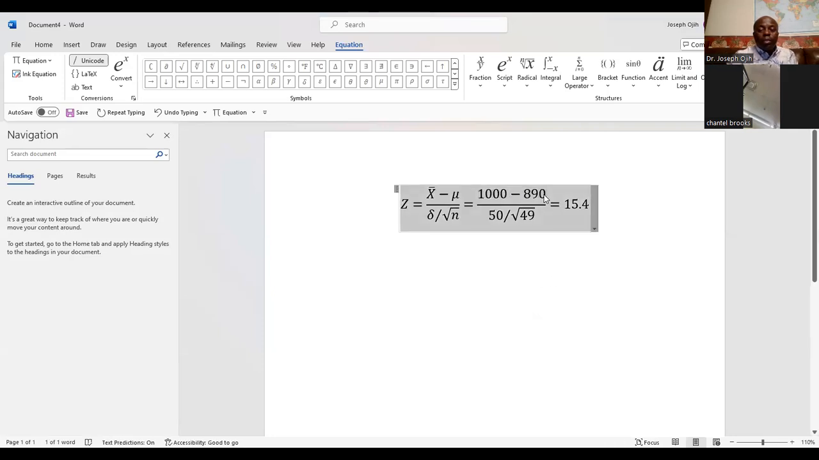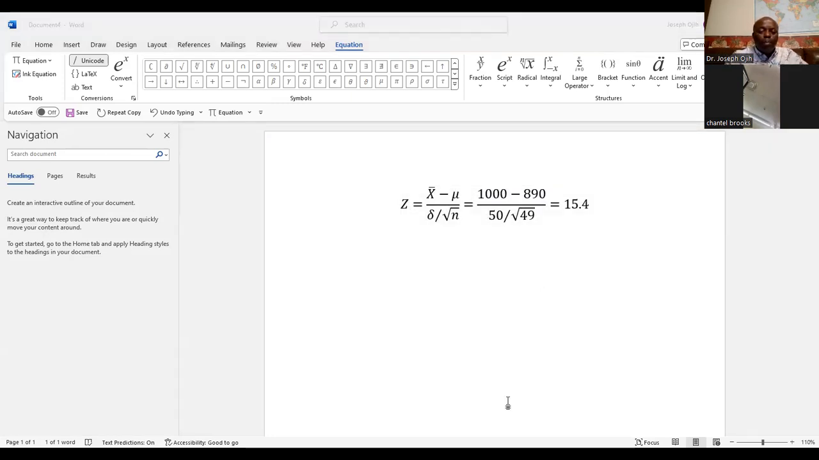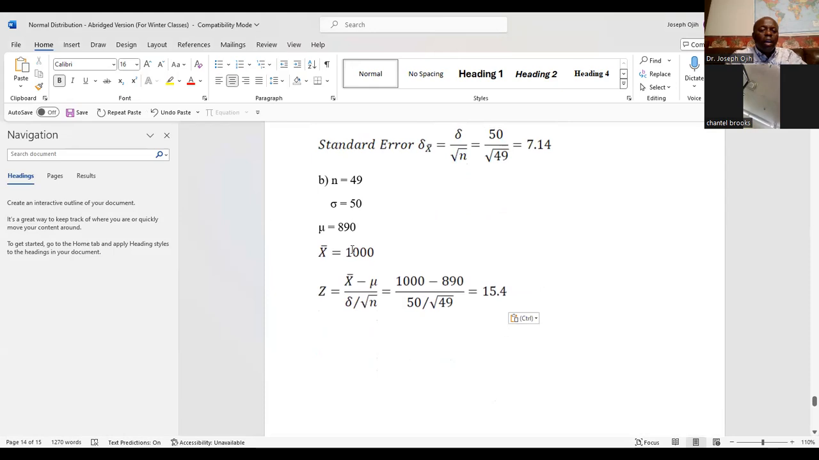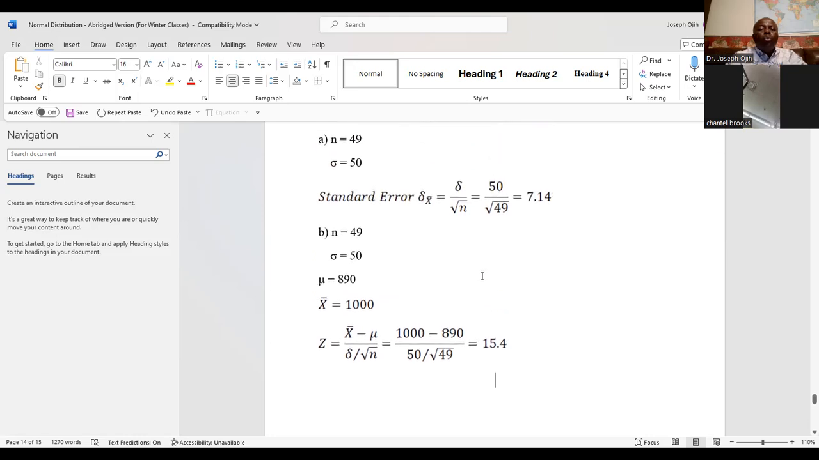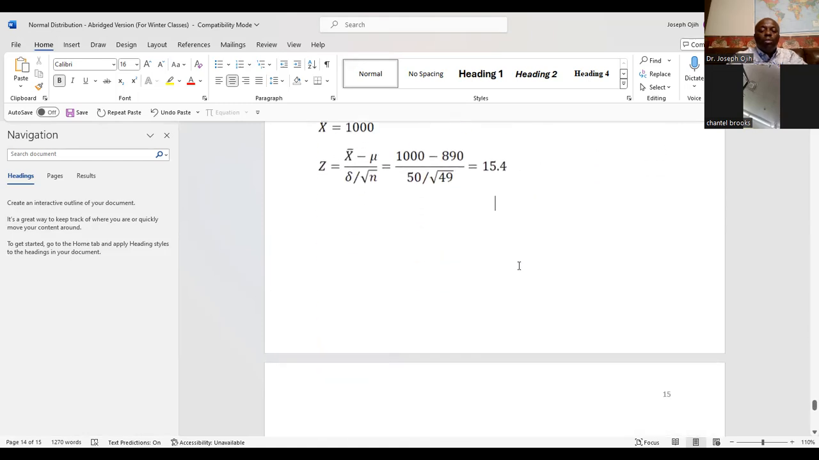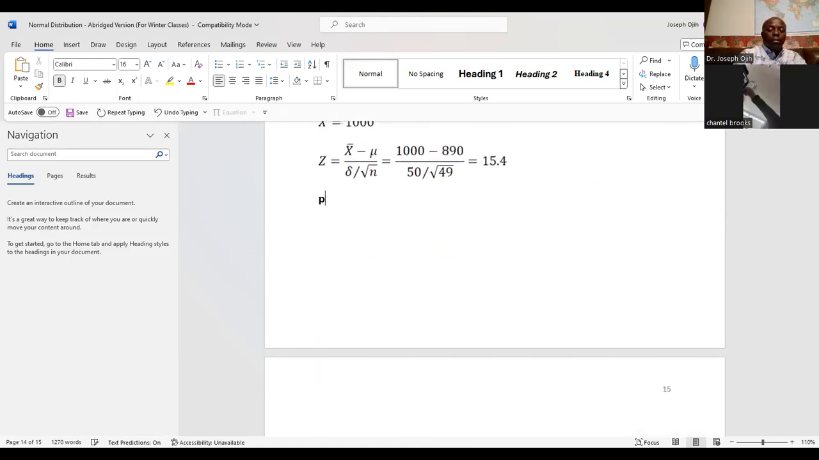It's not always this big, but from the other problems we solved, we know it's not always like that. I'm going to copy this and paste it in the manual book. 15.4. So it is no longer x bar, it's now a z, and it's no longer 1,000, it is now transformed to 15.4, which means the probability that the sample mean will be less than 1,000 becomes the probability that, excuse me, I'll make this 18 and Times New Roman.